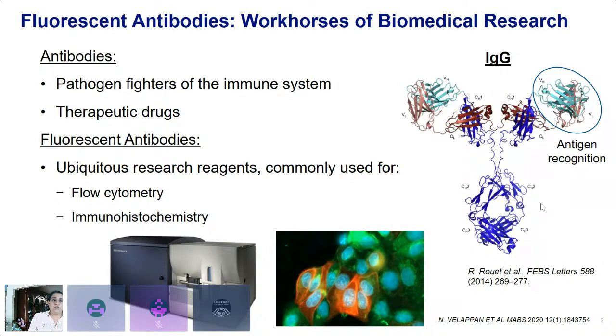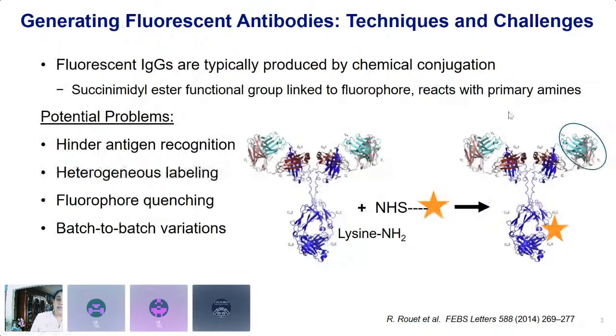Our group works with the IgG, a subclass of antibodies. In this Y-shaped molecule, the tip of the molecule is the antigen recognition part of this protein. And since I mentioned fluorescent IgGs, one of the best ways to make fluorescent IgGs is by chemical conjugation. Here, the reactive group on the fluorophore reacts with the lysine, which is one of the amino acids on the antibody, and reacts with the primary amine and forms an amide and links the fluorophore covalently to the IgG.